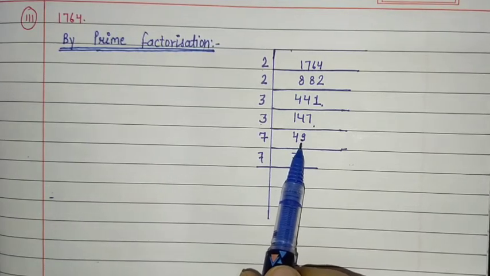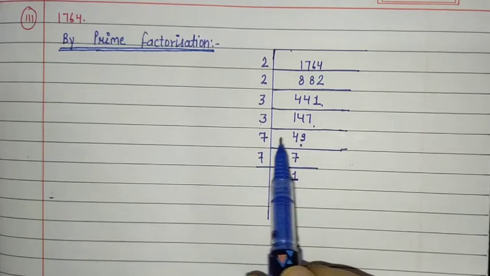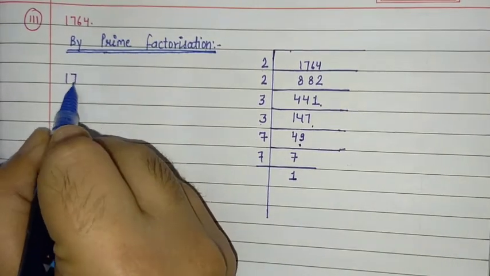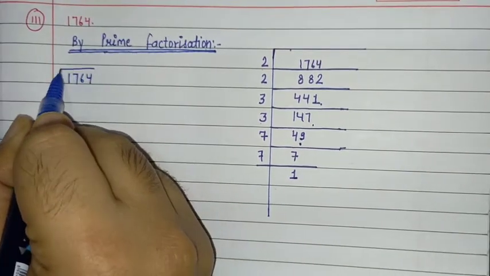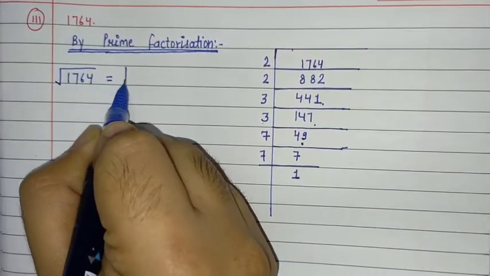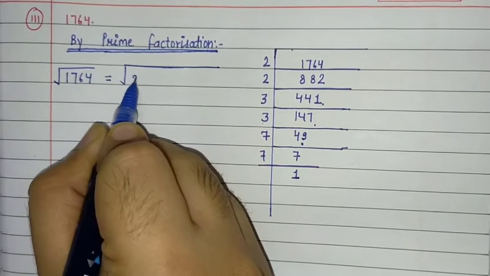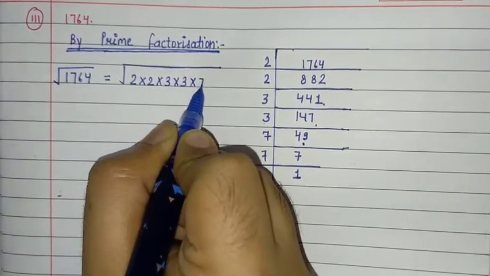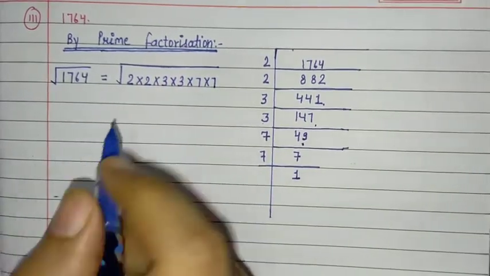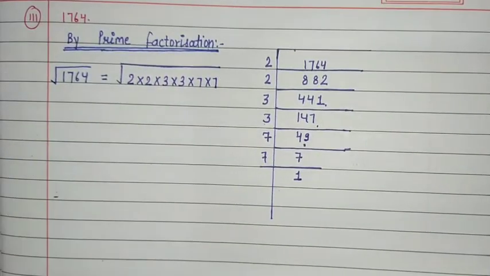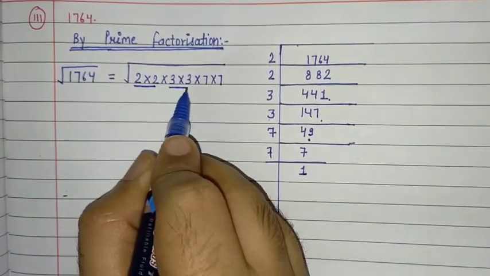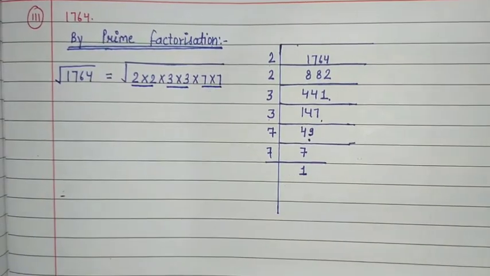Now 49 is not divisible by 3, and it is not divisible by 5. After that you can check with 7. We know that it is divisible by 7 two times, so at last you will get 1. So the prime factorization of 1764, square root of this number is equal to square root of the factors 2 into 2 multiplied by 3 into 3 multiplied by 7 into 7. Now pairing, we have to make pairs of the same number. So 2 into 2, after that 3 into 3, then 7 into 7.